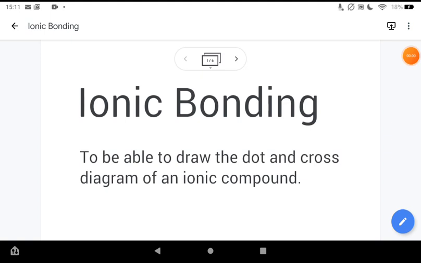We're looking here at ionic bonding, and we're not going to look at properties in this video. We're going to have a look at what actually causes ionic bonding and how to draw it. So an ionic bond is any bond between a metal and non-metal, and it involves the transfer of electrons.